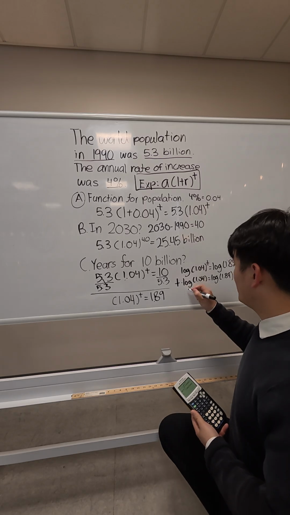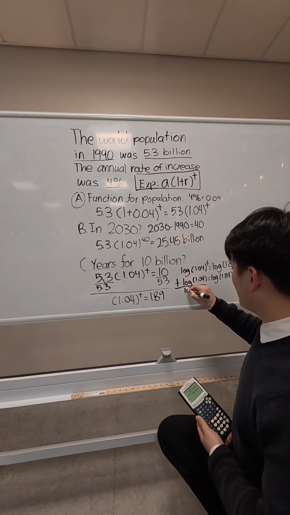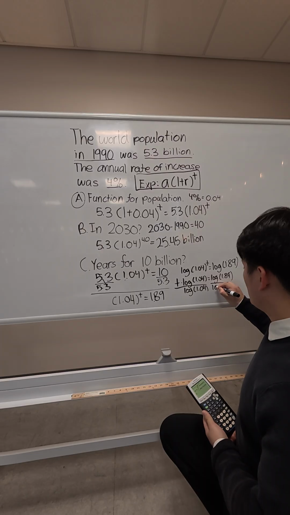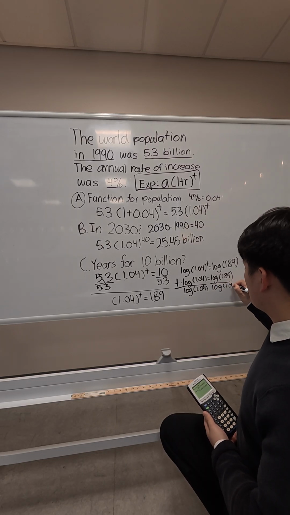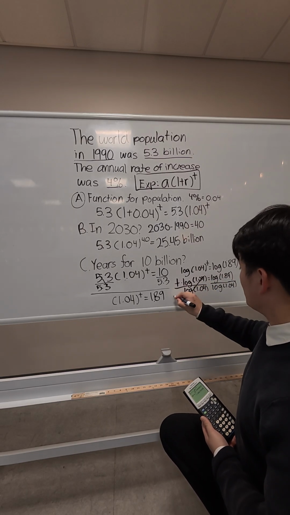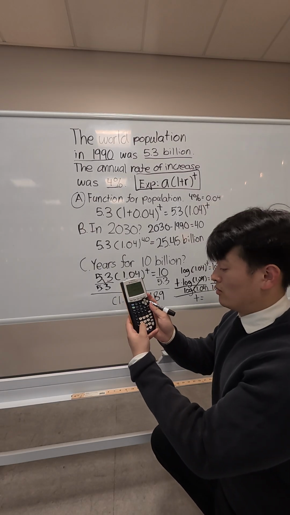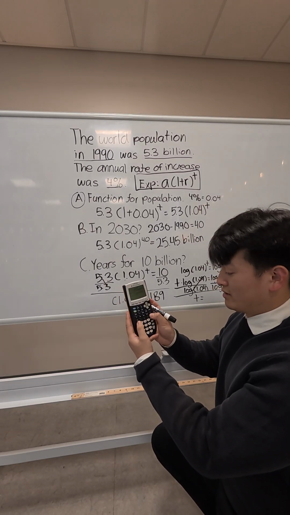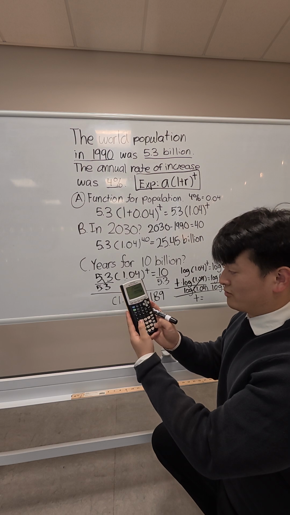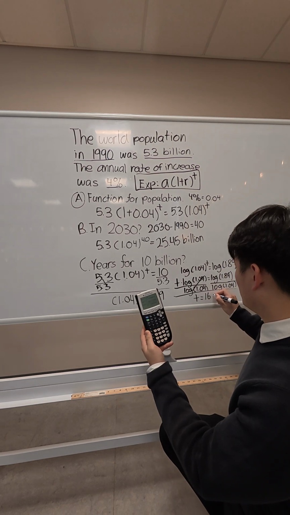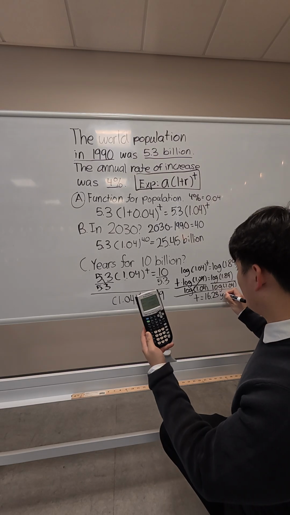So my last and final step is, well, I want to get rid of this log 1.04. So what do I need to do? I'm going to divide both sides by that. And so I'm going to put that in my calculator. In my calculator, I'm going to put log 1.89 divided by log 1.04. This gives me my final answer of 16.23 years. And so that's our final answer.